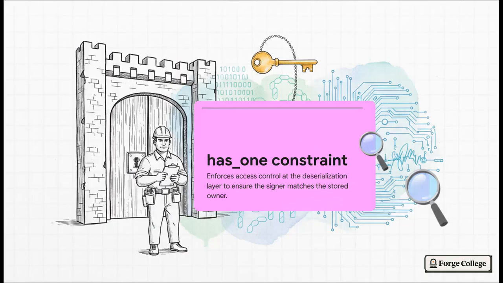And that magic little macro is called the has_one constraint. Anchor uses this to guarantee that the person trying to use the master key is literally the actual owner, well before the logic even thinks about running. Think of it like an incredibly strict building inspector standing right at the front door. By enforcing access control at the deserialization layer, it ensures the signer matches the stored owner. Before a single line of your operational code executes, it's just vastly more secure by design.